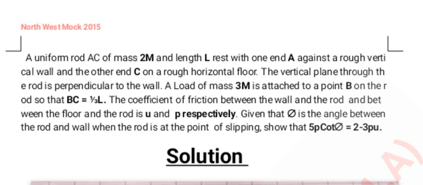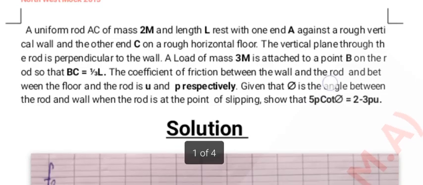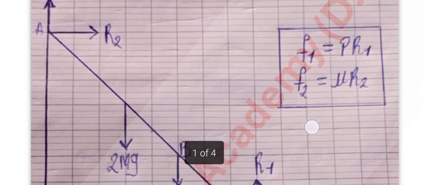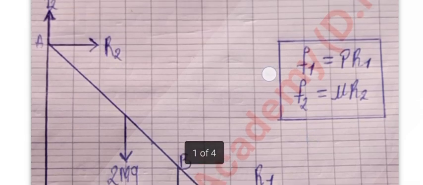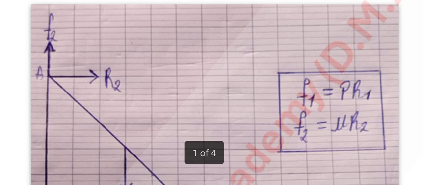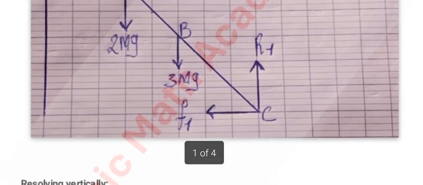A uniform rod AC of mass 2m and length L rests with one end on one NA against a rough vertical wall. That means there is frictional force automatically. I need to know the direction of the frictional force. That's F2. It always opposes motion. At the other end, on a rough horizontal floor.